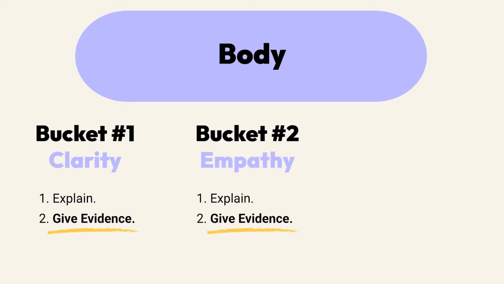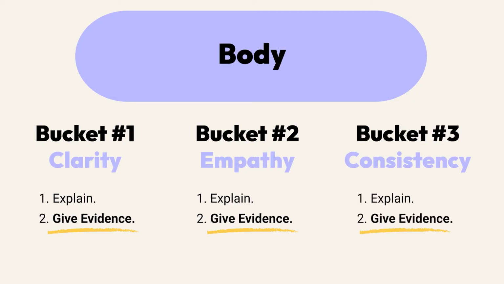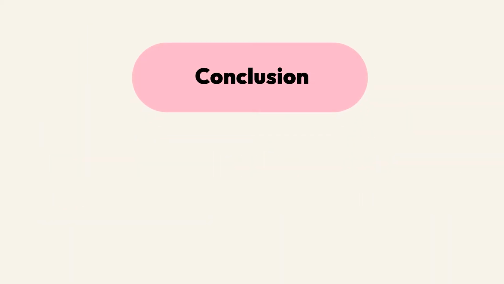You explain what you mean by empathy being important for a strong communicator. And then you use the bulk of that second bucket on an example of when you saw that to be true. And then you do the same thing for bucket number 3. And then you end with your conclusion.